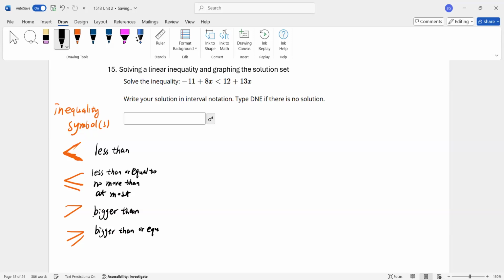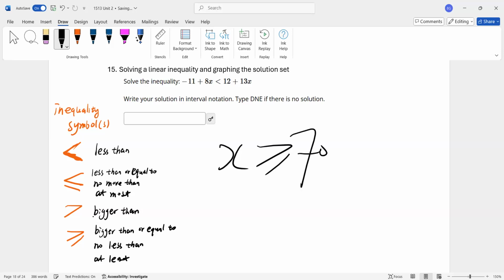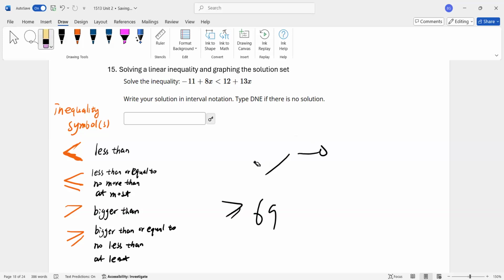Or equal to. Also, it could be no less than or at least. For example, in order to pass this course, at least you need to have, this is your score. In order to pass this course, at least your grade needs to be 70. Okay, no less than 70. If 69, you don't pass with a C, you get a D, right? So this symbol means at least or no less than.